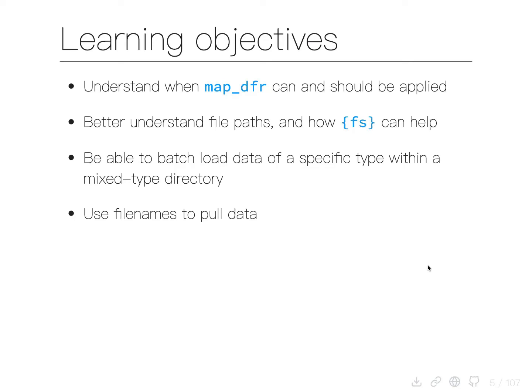Then we'll talk about batch loading data of a specific type within a mixed type directory. So what I mean by that is you have a directory, like a folder, right? And it has, say, 20 files, and 15 of them are CSVs and 5 of them are Excel files. And you want to read in all the CSVs, but not the Excel files, right? Or you want to read in a different directory, all the SPSS files, but not the Excel files and not the CSVs or whatever. Okay, so we'll talk about that.